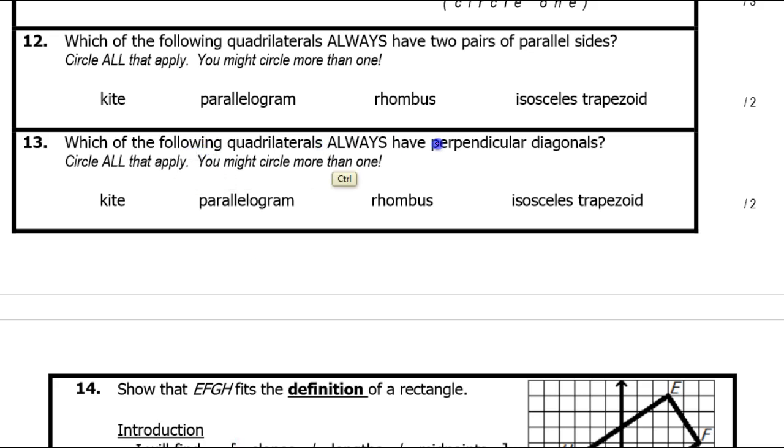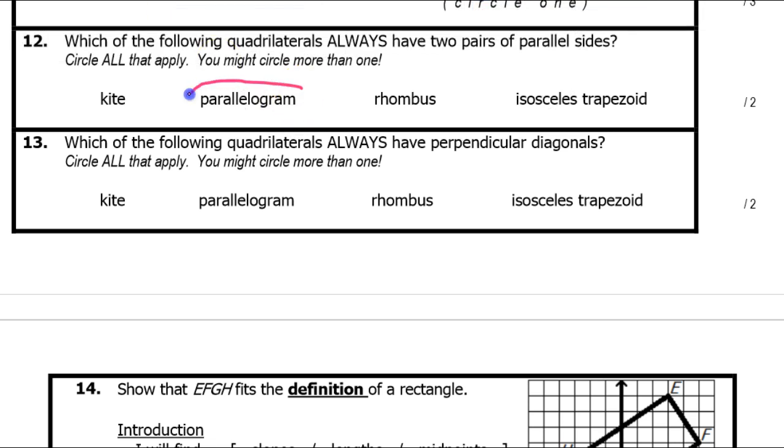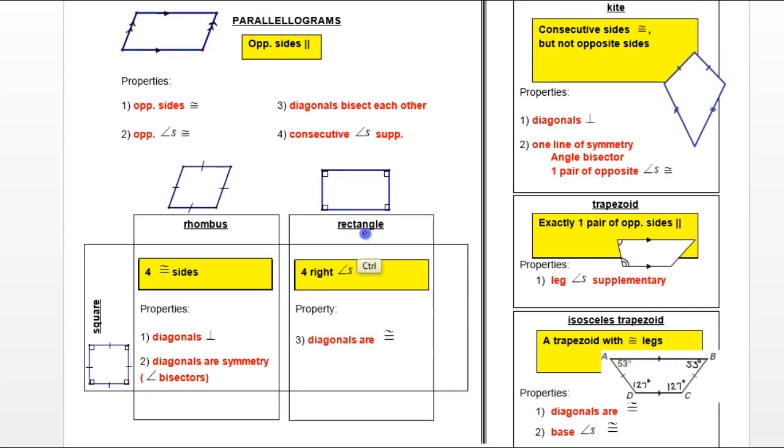So which of the quadrilaterals always have two pairs of parallel sides? Well, let's start with parallelogram and then rhombus. If they had said rectangle or square, I would have circled those two. But kite, trapezoid, isosceles trapezoid, these are not parallelograms. These do not have opposite sides parallel.